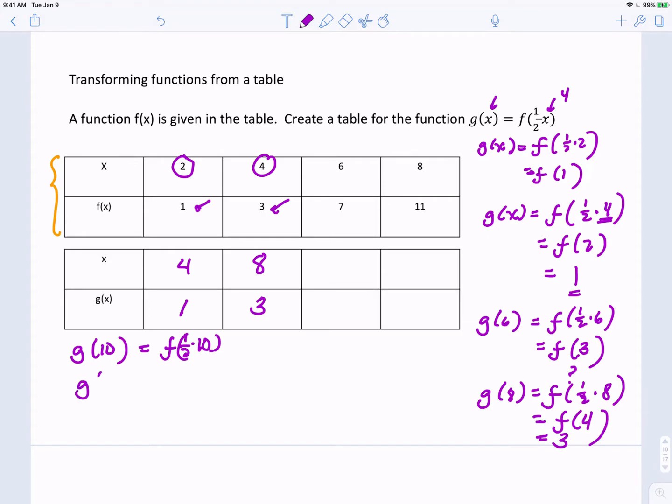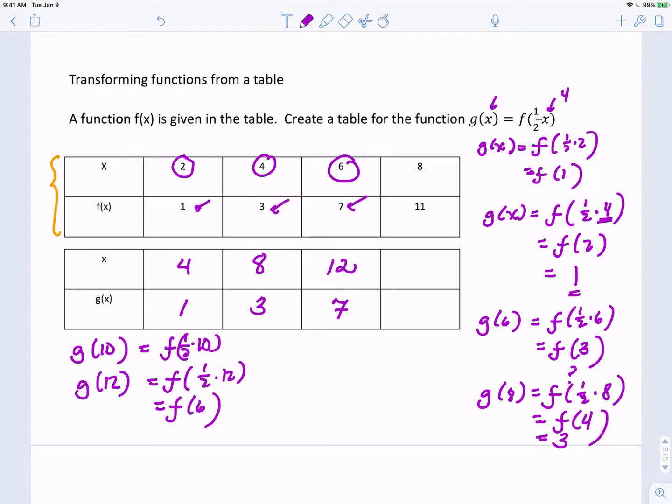What about g of 12? g of 12 would be the same as f of 1/2 of 12, or in other words, f of 6. f of 6 is in our table, and so we can find that value is 7. So if we put in a 12, our output is a 7.